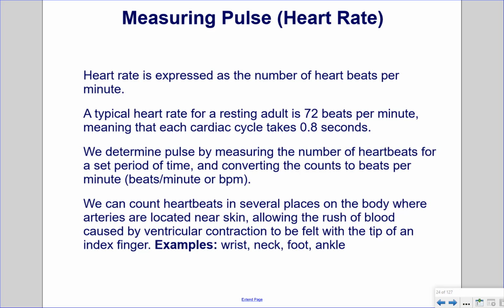We can count heartbeats in several places on the body where arteries are located under the skin, allowing the rush of blood caused by ventricular contraction to be felt with the tip of an index finger. Examples include the wrist, neck, foot, and ankle.